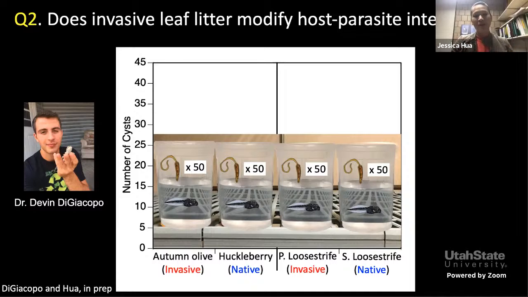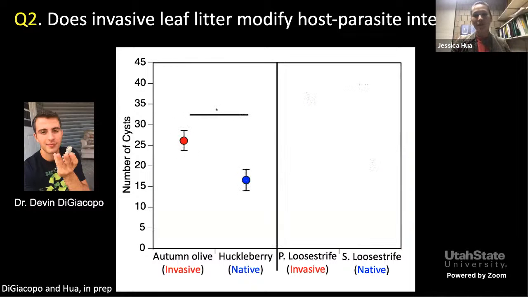In this side of the experiment, what Devin found was that for both pairs, tadpoles that were raised in invasive leaf litter leachates were more susceptible to parasites compared to those that were raised in native leaf litter. Again, underscoring the importance of considering potentially the interaction between multiple global change factors.